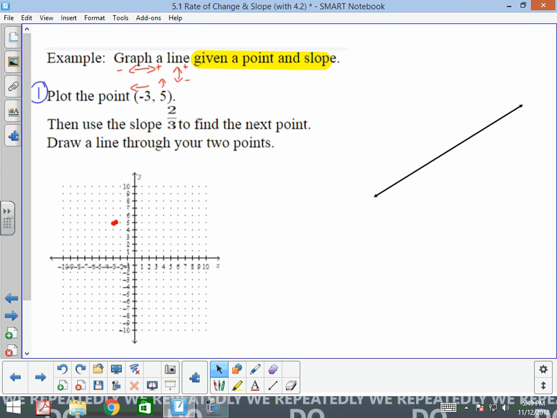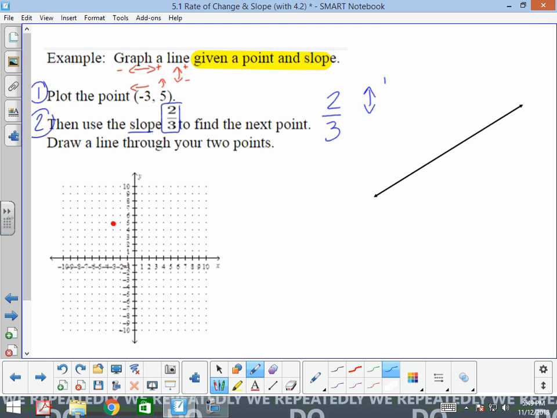Now, when we do our second point, we start at the point that we just ended on. The slope is directions to the next point. It is not a point itself. So our slope is 2/3. I'm going to write that over here. Now, slope has opposite directions than graphing an ordered pair. When we graph the slope, we go up or down first. Up if it's positive, down if it's negative, then right or left. Right if it's positive, left if it's negative.